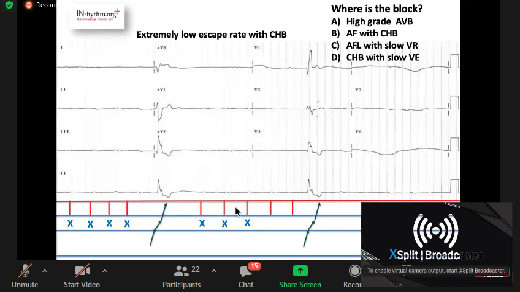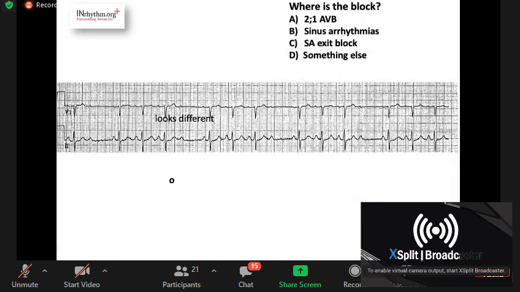Now, what is happening here? If you look here, there are P waves which are conducting down, but not producing a QRS complex. So they are getting blocked in the AV node. Because of the block, from the bundle of His there is some kind of retrograde conduction and antegrade conduction as well, producing the QRS complex. So this is a complete heart block in patients with atrial fibrillation with an escape ventricular rhythm.